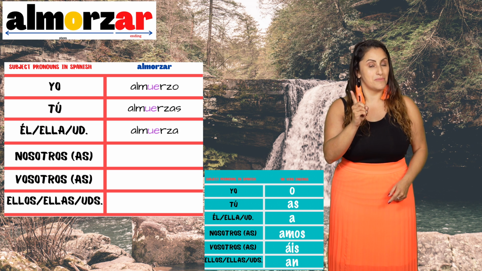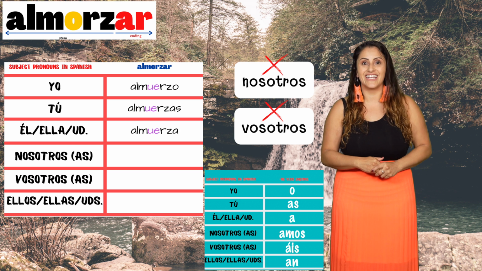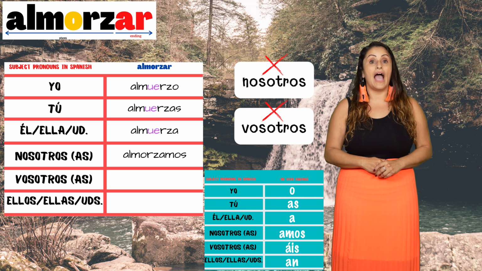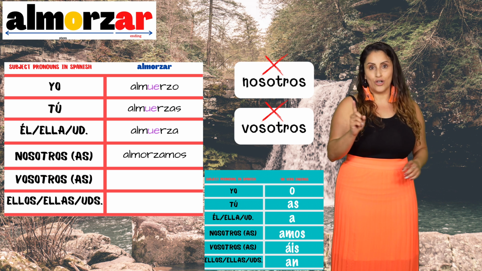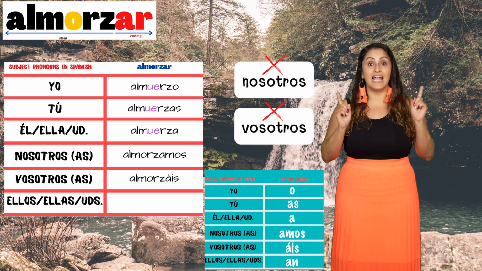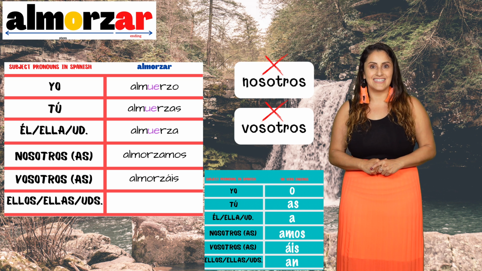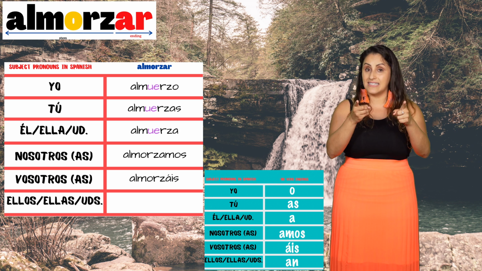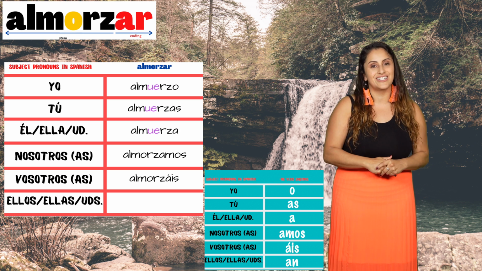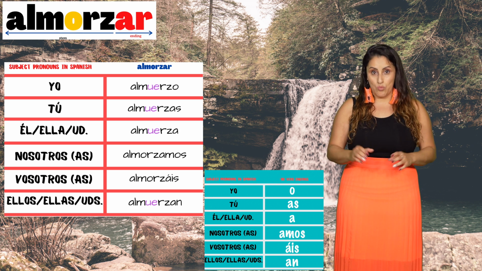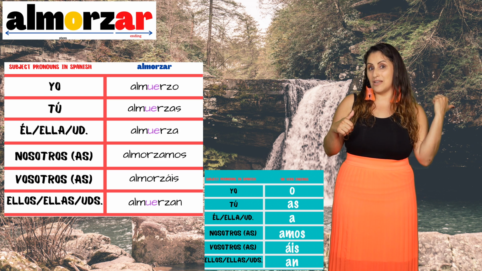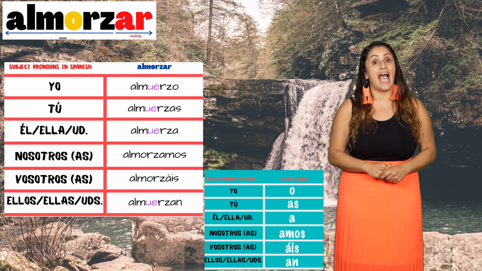Nosotros, did you remember? We don't stem change. Good. So nosotros almorzamos. Vosotros, no stem change, almorzáis. And ellos, ellas, and ustedes, definitely stem change. So we would say almuerzan. Ellos almuerzan, ellas almuerzan, and ustedes almuerzan.